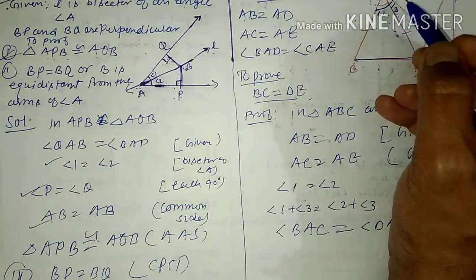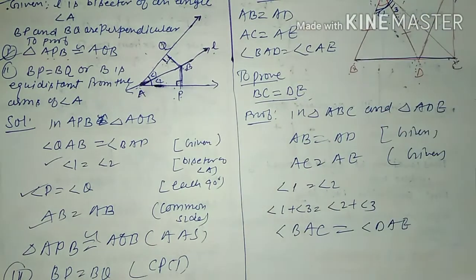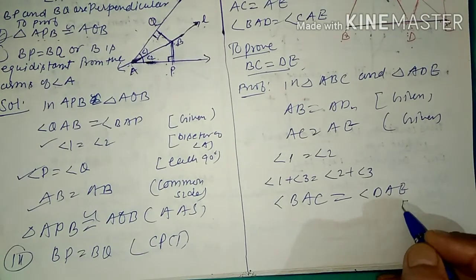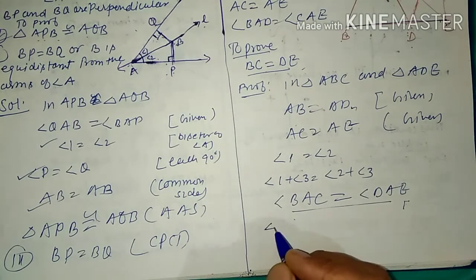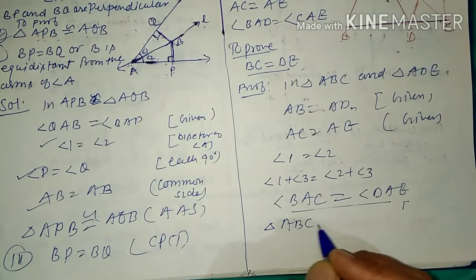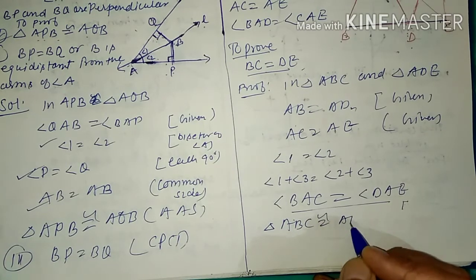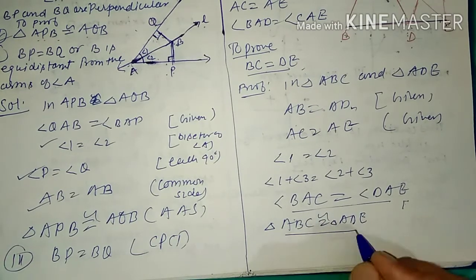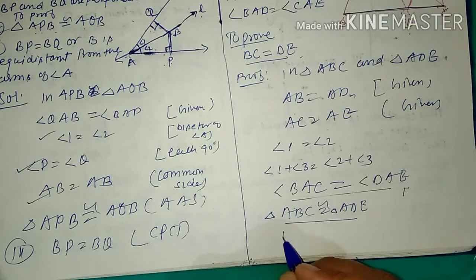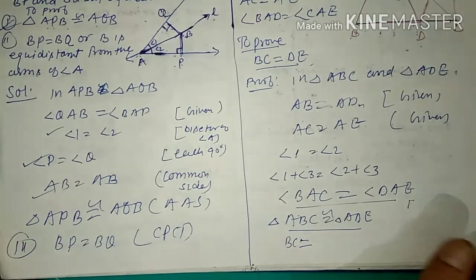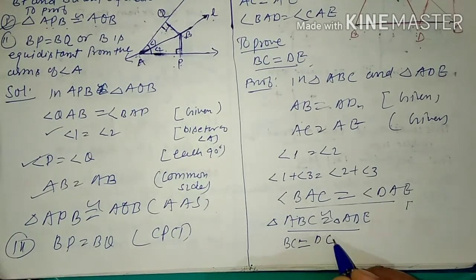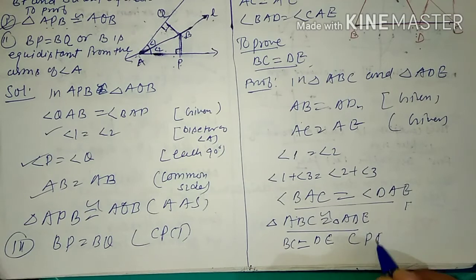If we add 3 to both, then this becomes the complete angle. So now it is completed. So we have this and it can be written as three things. This is already given and this is equal to this. So we can say triangle ABC is congruent to ADE. If these two triangles are congruent, we can easily say BC is equal to DE by CPCT.